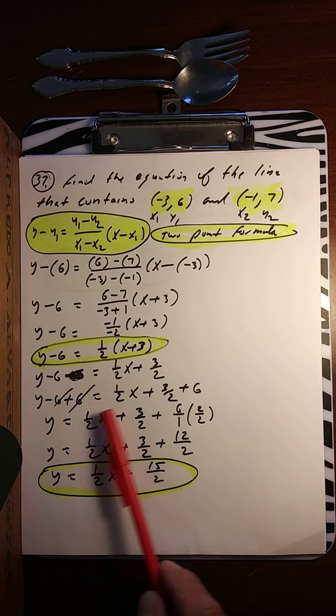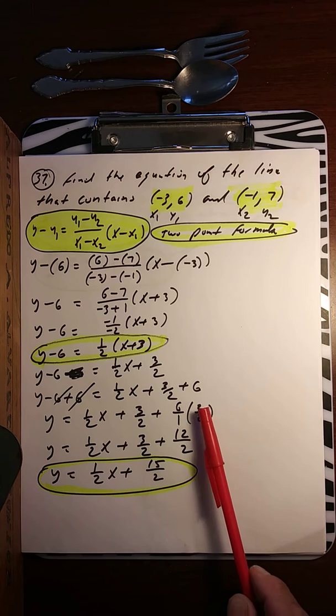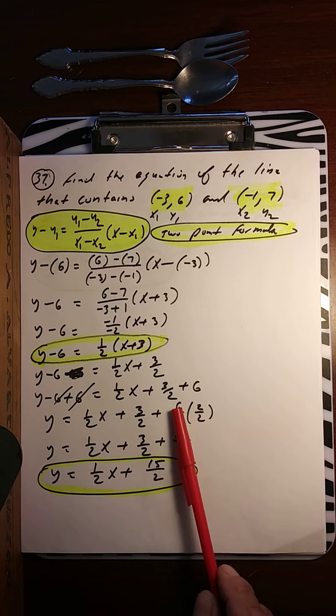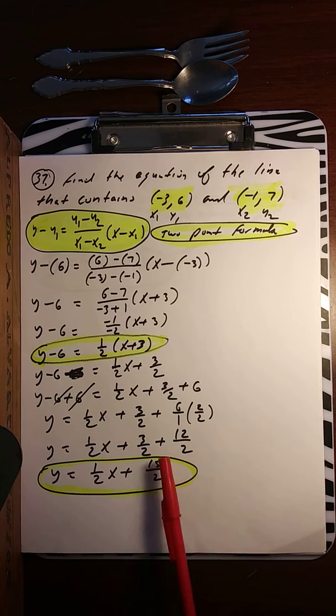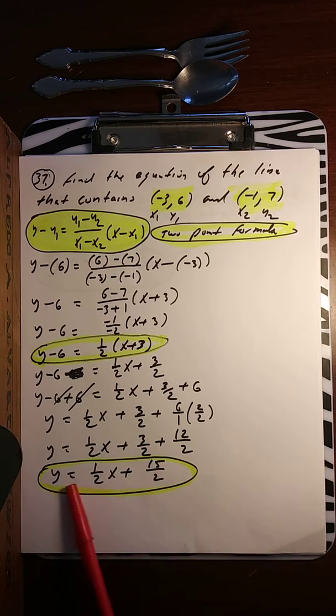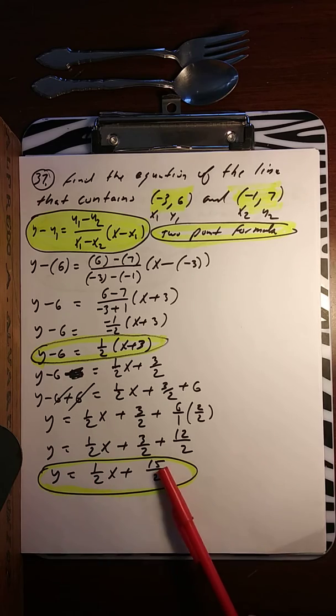Add 6, these are gone. Change the 6 by multiplying by 2. 2 times that, 2 times that. So you have y equals 1/2 x plus 3 over 2 plus 12 over 2. Now these two numbers right here, put them together, it's going to be 15 over 2. So y equals 1/2 x plus 15 over 2.